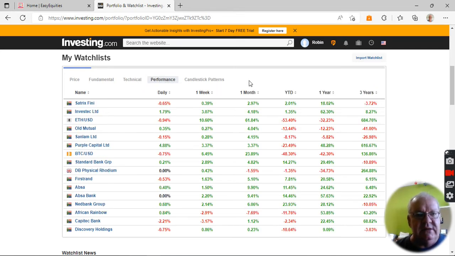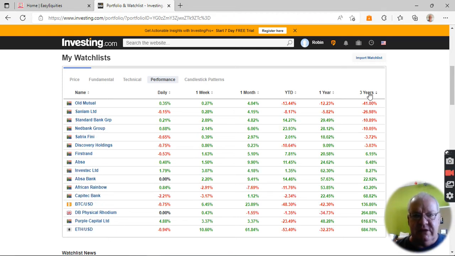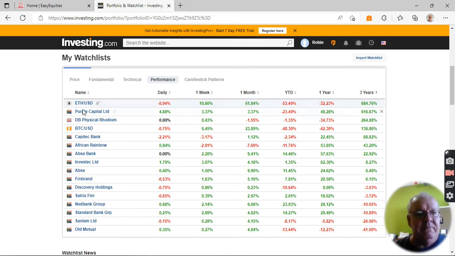Here, this is interesting. Here's the performance over the past month, the past year, and the past 3 years. I'm not really interested in the day or even the month or even the year, but I'm interested in long-term performance. And again, I can just click on that to adjust it, and I can see Ethereum cryptocurrency went up by 684% over 3 years. Very nice.